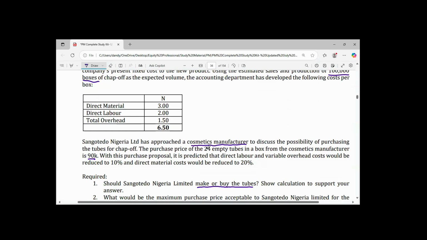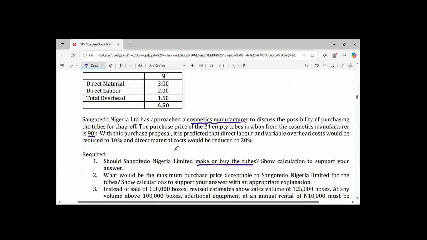All right. So according to the question, when Grace was reading in the last paragraph, you see where I underlined. You are told that Dangote Nigeria Limited has approached a cosmetic manufacturer. That cosmetic manufacturer is the supplier. Okay, it's an outside supplier. Then you are told further that the purchase price of the 24 empty tubes in a box from the cosmetic manufacturer is 90 kobo. That 90 kobo is the supplier's quotation per box.